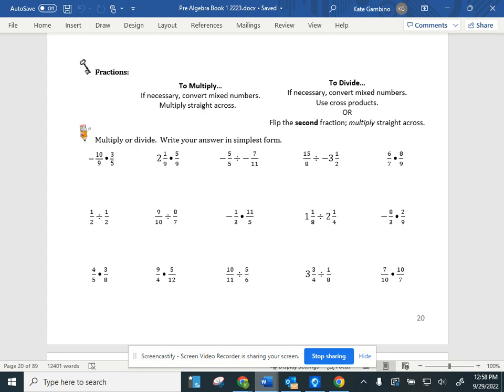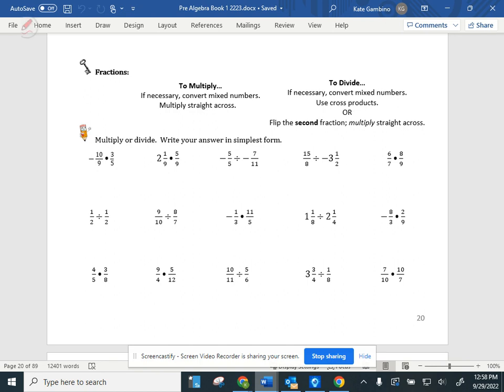Fractions. To multiply, if necessary, convert mixed numbers, and then you multiply straight across. To divide, if necessary, convert mixed numbers, because when we're multiplying or dividing with fractions, we don't want mixed numbers. No whole numbers thrown in there. Okay, make them improper. Remember, when we divide, you flip the second fraction to its reciprocal, and then you multiply.